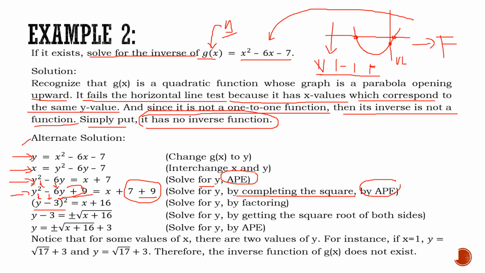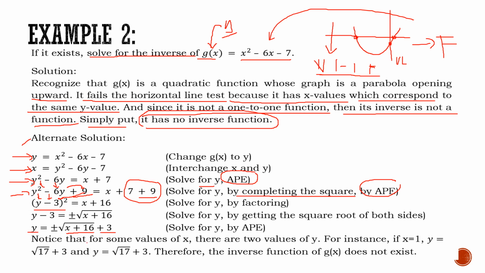Now solve for y by factoring. We take the square root, so y minus 3 is equal to plus or minus the square root of x plus 16. Plus or minus, because we don't know if that is positive or negative, so we consider both the negative and positive values for this square root. Solve for y by getting the square root of both sides. That will be your second to the last step. Then next is to solve for y by APE. So your y now is positive or negative square root of x plus 16 plus 3.